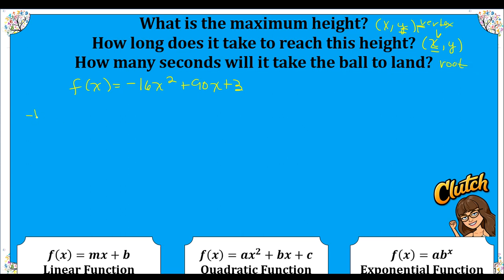So recall, negative b over 2a. This is our x value. This will be how many seconds it takes to reach the maximum height. Then we plug that into our function to get the actual height. So this is the vertex formula. The x part of our vertex, negative b over 2 times a, is almost 3 seconds, but not quite. 90 divided by 32 gives us roughly, I'm just going to round it to the tenth. If you want to be more precise, 2.8125.